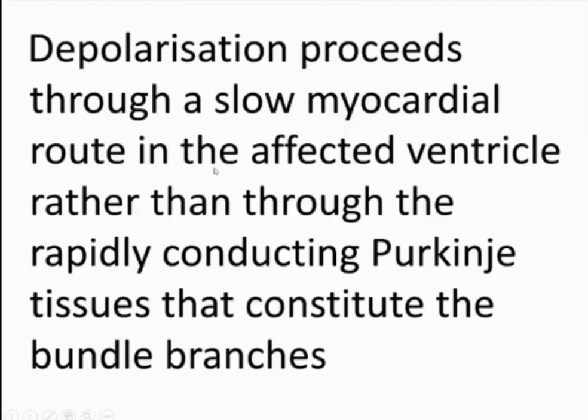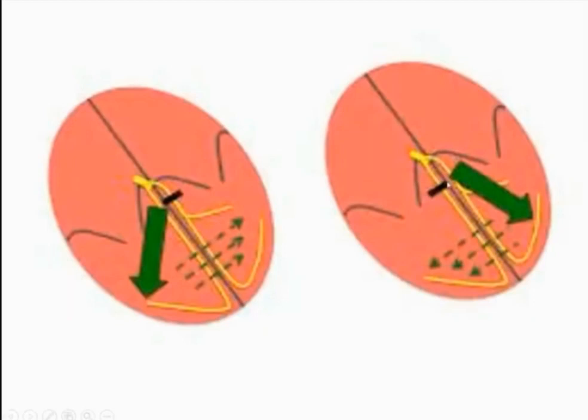Depolarization proceeds through the slow myocardial route in the affected ventricle rather than through the rapidly conducting Purkinje fibers that constitute the bundle branches. What happens? Suppose you have the right bundle here, and here the left bundle is blocked, this black area that you see. So the impulse will enter through the right ventricle, the right bundle.